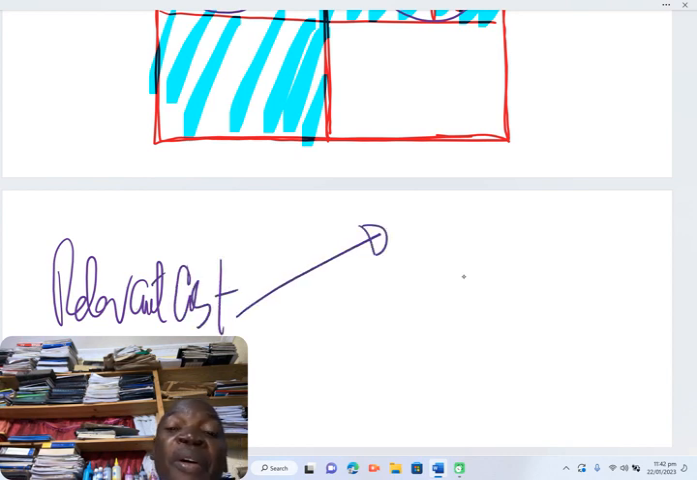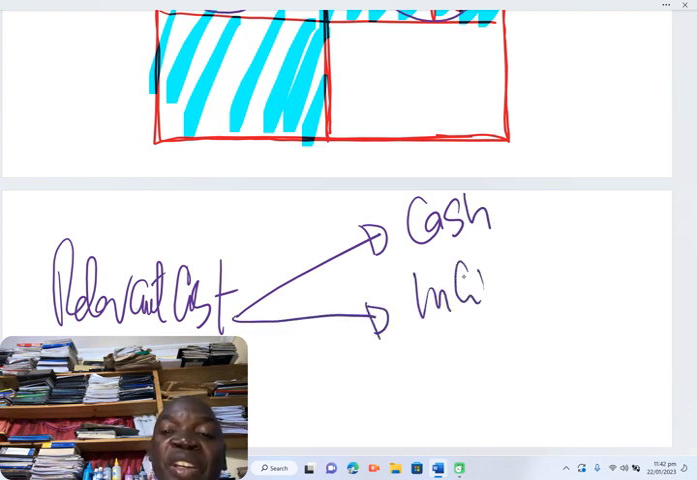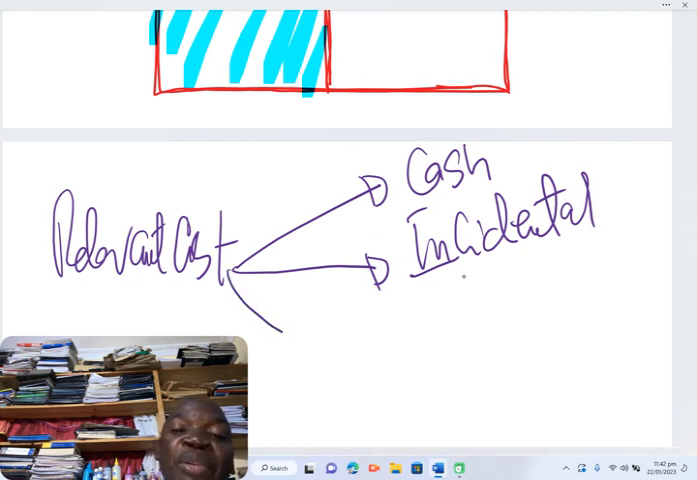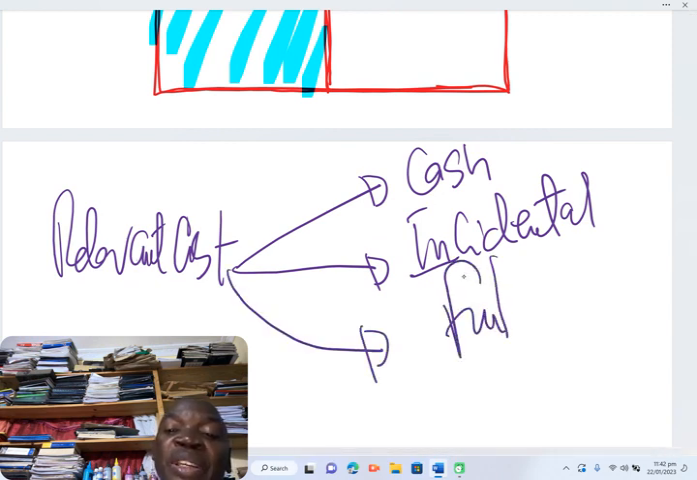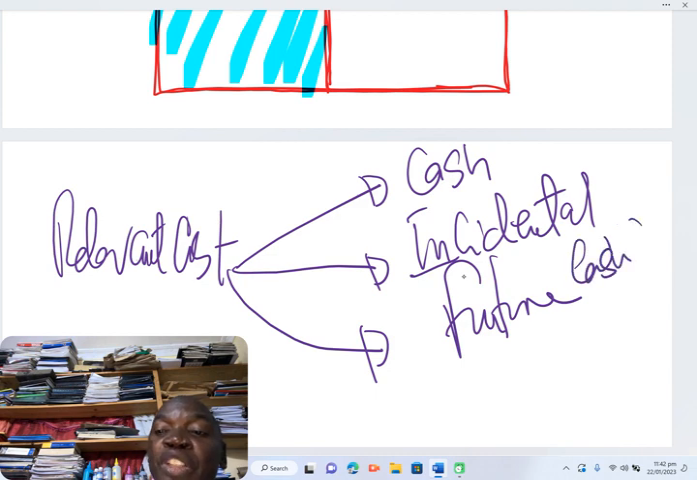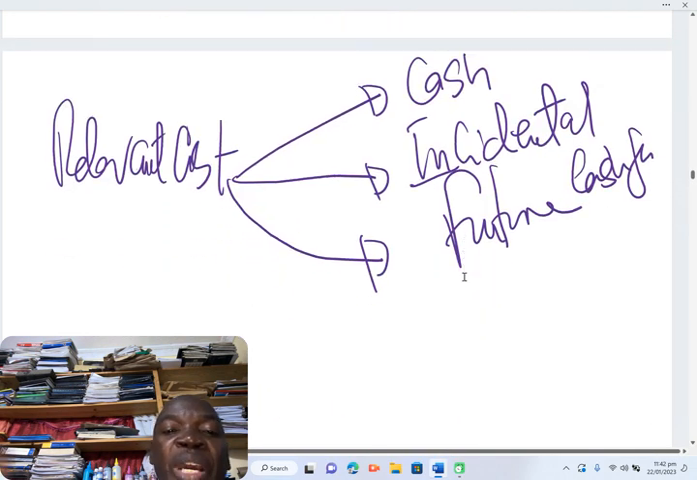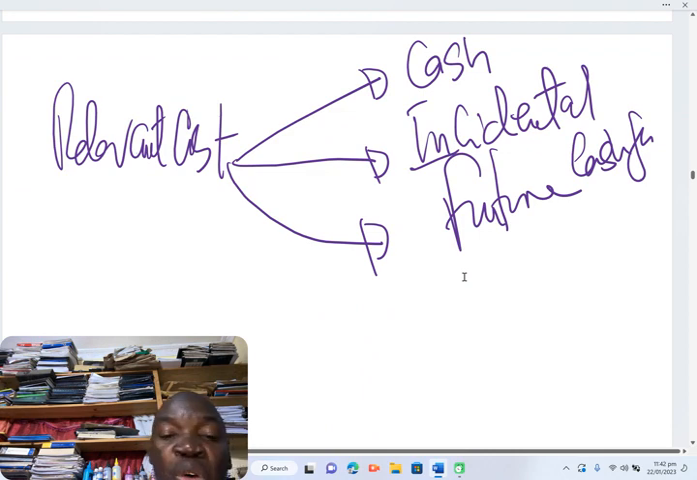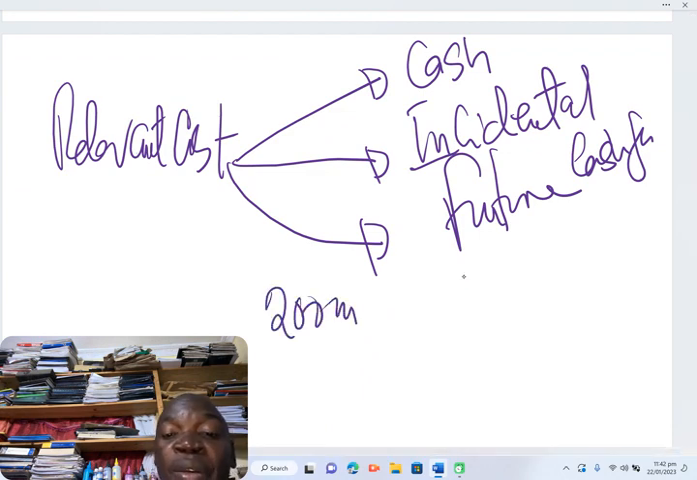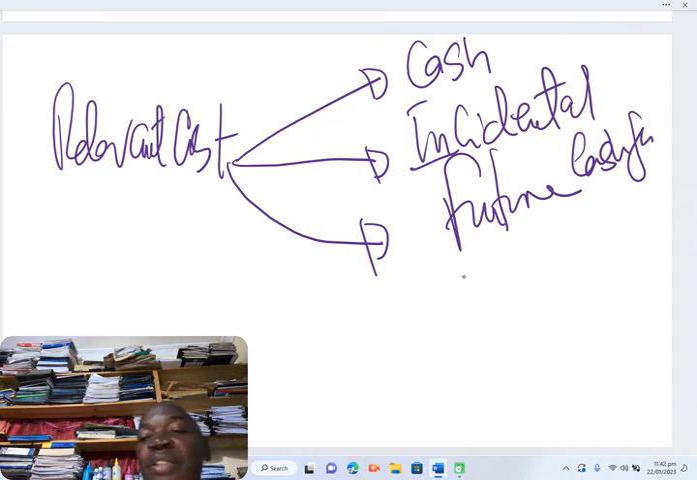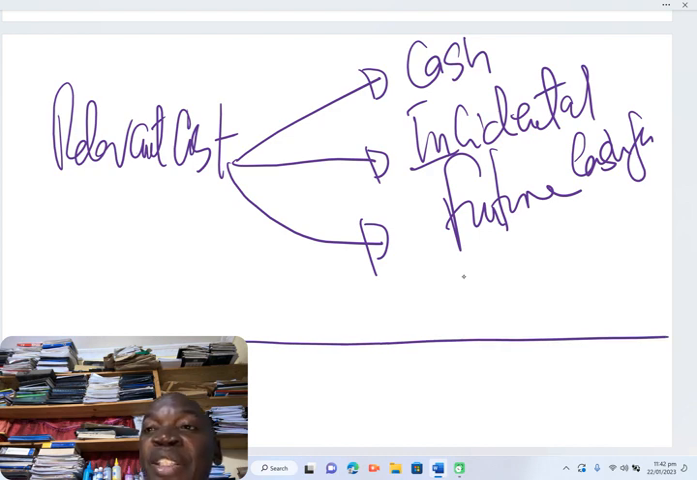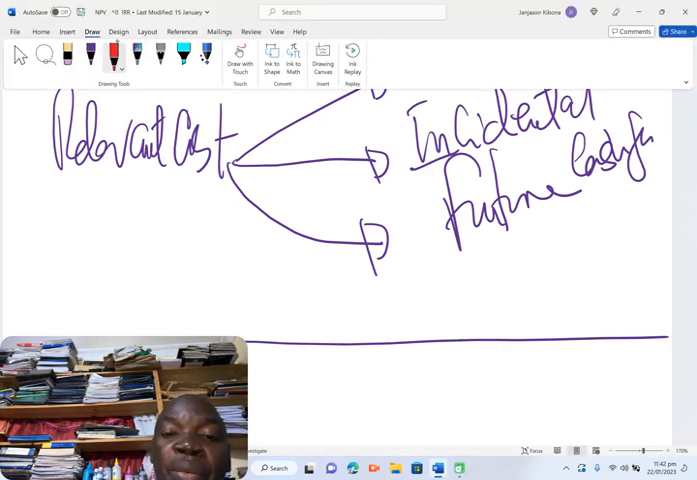the cash flow must be cash. Number 2, it must be incidental, meaning arising because of undertaking the project. Number 3, it must be future cash flow. Therefore, we can't consider the figure. So the 200 million figure must be rejected for consideration, because he's saying the book value of the machine is the past, while today we are making a decision here.